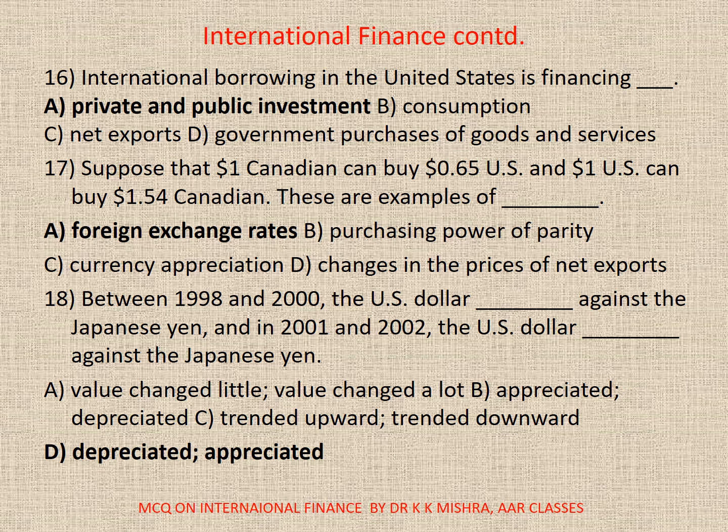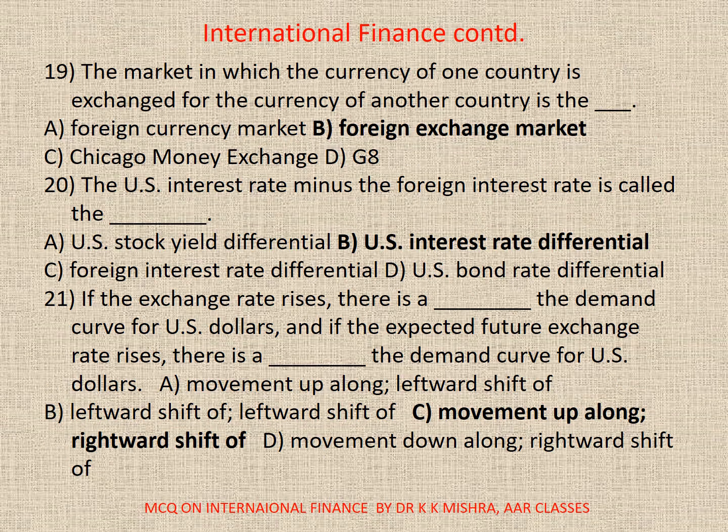Foreign exchange rates. 18. Between 1998 and 2000, the US dollar dash against the Japanese yen, and in 2001 and 2002, the US dollar dash against Japanese yen. A. Value changed little, value changed a lot. B. Appreciated, depreciated. C. Trended upward, trended downward. D. Depreciated and appreciated. Here correct option is D. Depreciated, appreciated. 19. The market in which the currency of one country is exchanged for the currency of another country is the, here correct option is B, foreign exchange market.